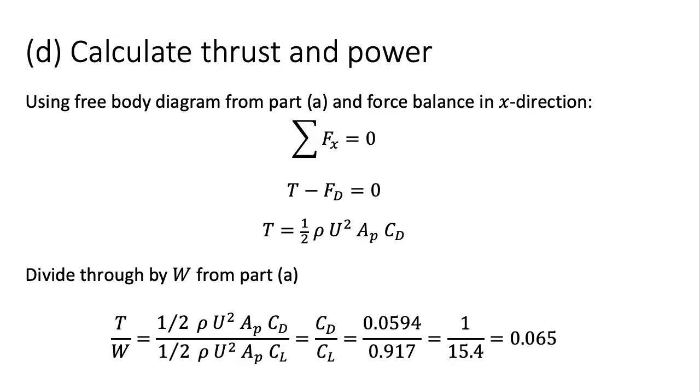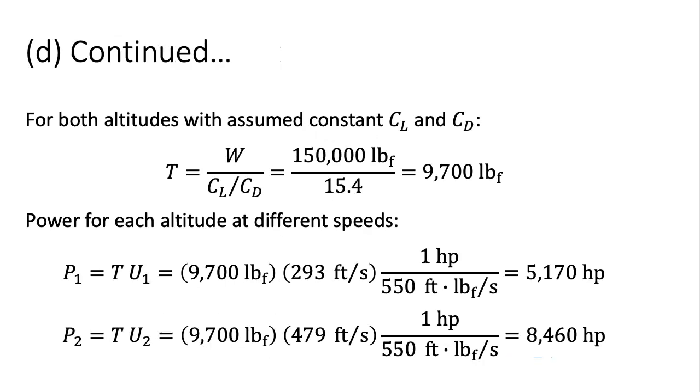To simplify our calculations, we then divide by the weight in terms of the lift coefficient from part A to get that the ratio of thrust to weight is equal to the ratio of drag and lift coefficients, which is 0.065 for our case. Substituting in, we get that the thrust is 9,700 pounds force for both altitudes.